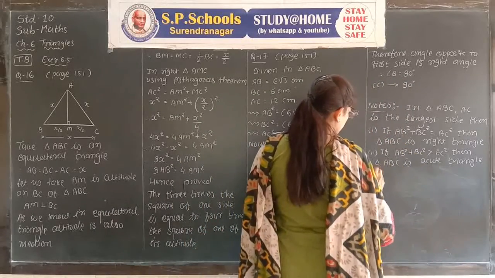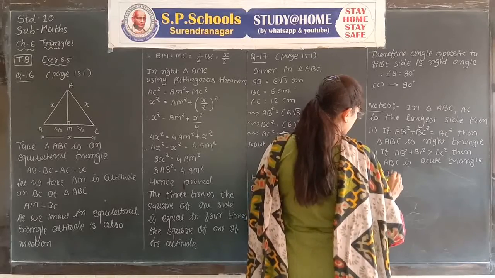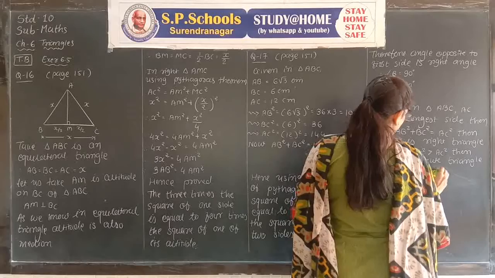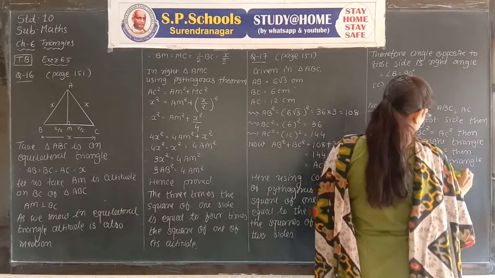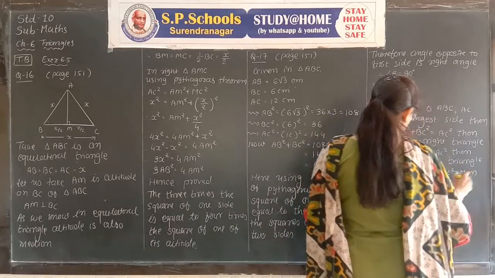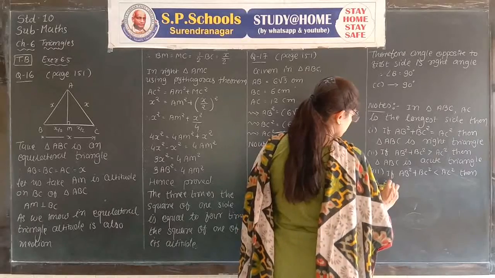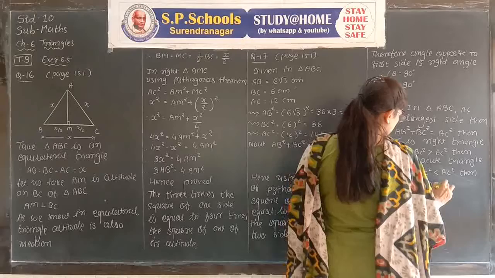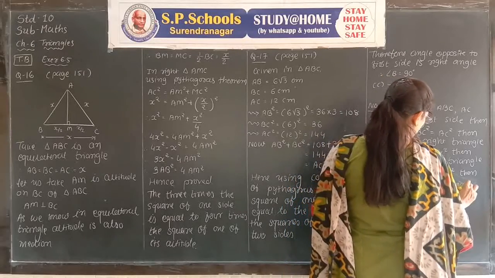And the remaining one, third: if AB square plus BC square is less than AC square, then triangle ABC is an obtuse triangle.